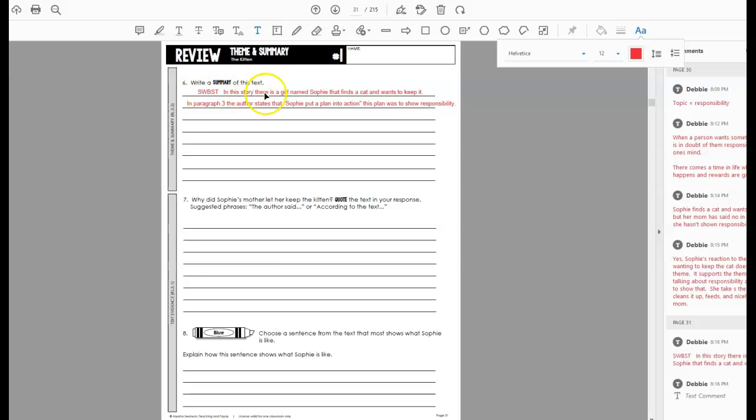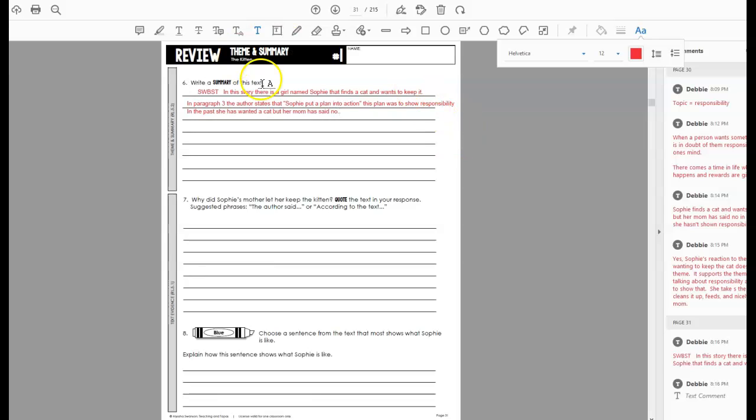So somebody, in the story, there is a girl named Sophie. What about it? She finds a cat that she wants to keep. But, oh, I didn't write a but. It says in paragraph 3, puts a plan in action. This plan was to show responsibility. So I'm going to add my but right now. In the past, she has wanted a cat, but her mom has said no.